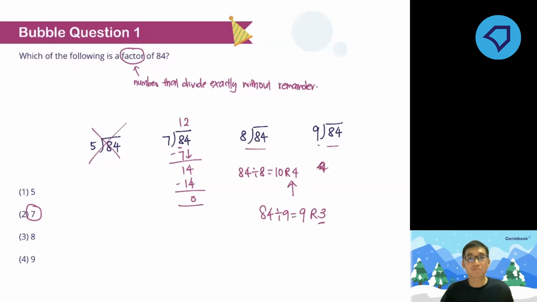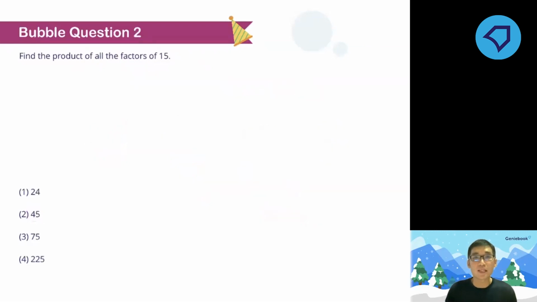Are you guys ready? Now, question 2 says, find the product of all the factors of 15. All right, so what does this question actually require us to do? Now, there are 2 parts to this. First, what are the factors of 15? What are all the factors of 15? Second is this keyword here, product. What does product mean? Can you all tell me in the chat? What is product?